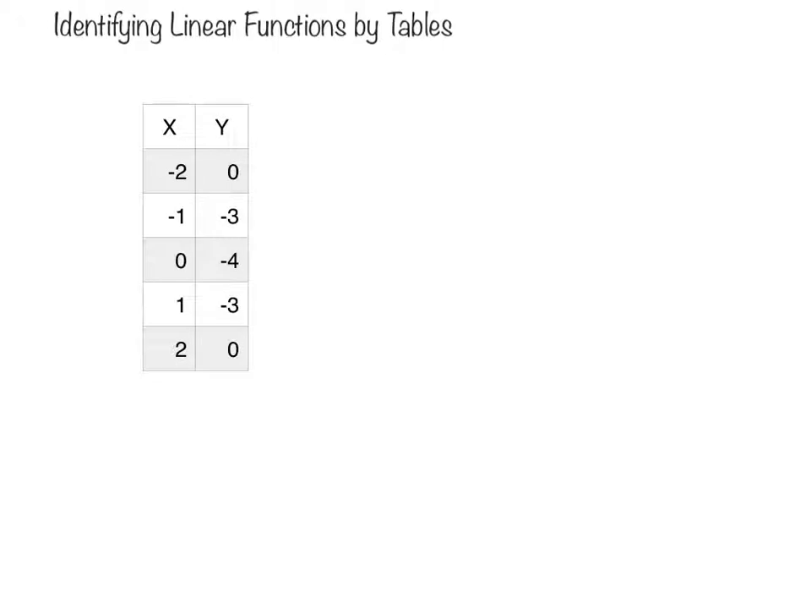If we start with the x values, I notice that going from -2 to -1, I'm increasing by 1 unit. -1 to 0 by 1 unit, 0 to 1 by 1 unit, and 1 to 2 by 1 unit. Okay, all those have a constant change. Now let's look at the y values. Okay, so from 0 to -3, I actually decreased, and I decreased by 3 units. So I have a decrease by -3.